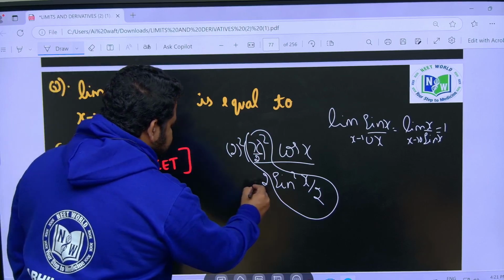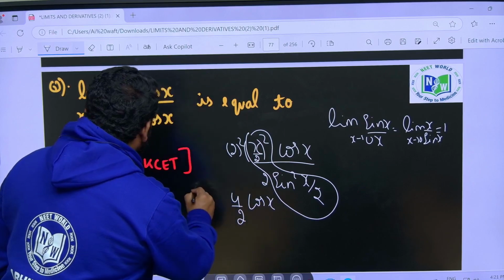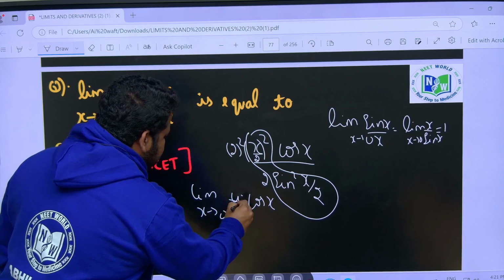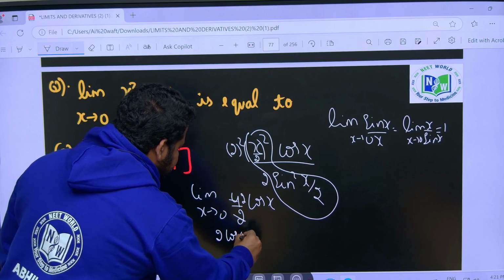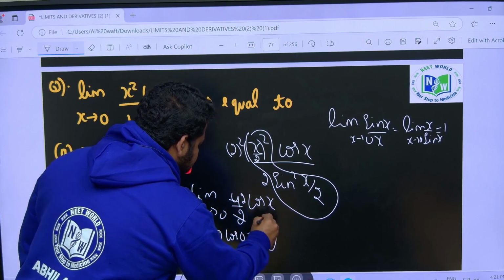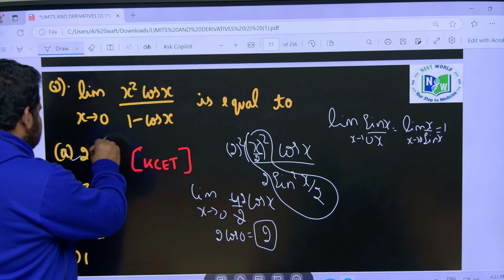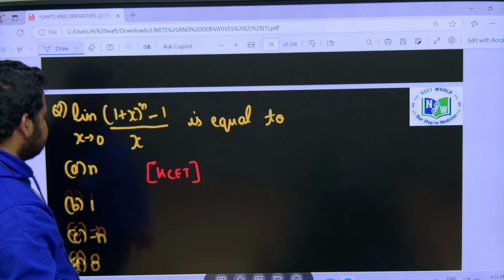So this will be what? 4 by 2 into cos x. Now I will apply the limit as x tends to 0. So this will be 2 cos 0. Cos 0 is nothing but 1. So this value will be 2 into 1, that is 2. So the correct answer to this question is, friends, 2. Simple question.